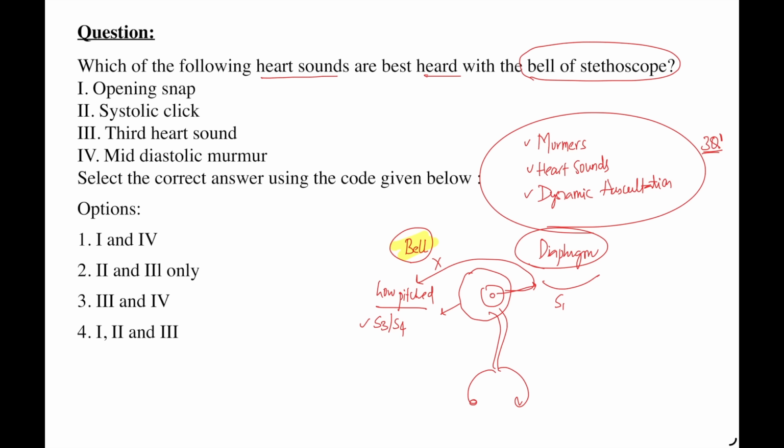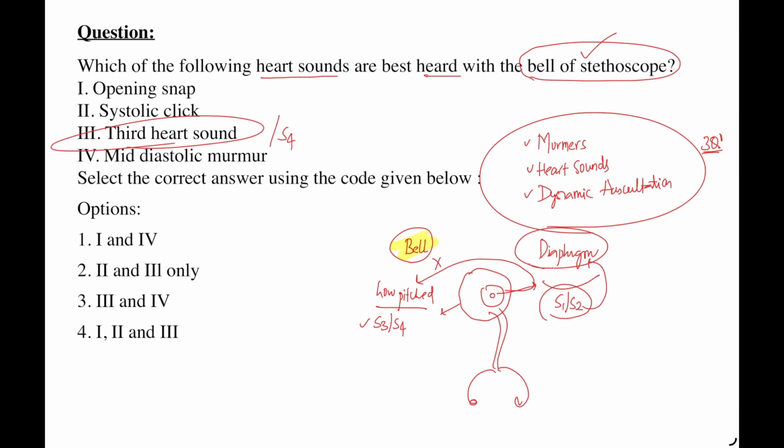S1 and S2 are loud. That's why we hear S1 and S2 with the help of a diaphragm, whereas if you want to hear S3 and S4, we go for the bell of a stethoscope. Here the question is simple. Which of the following heart sounds are best heard with the bell of a stethoscope? That is the third heart sound and the fourth heart sound. Both are best heard with the bell of a stethoscope.